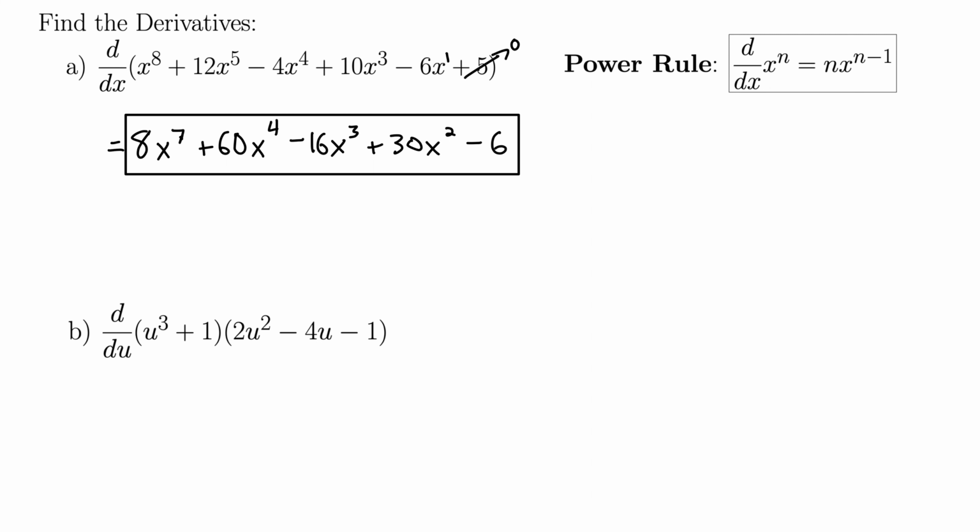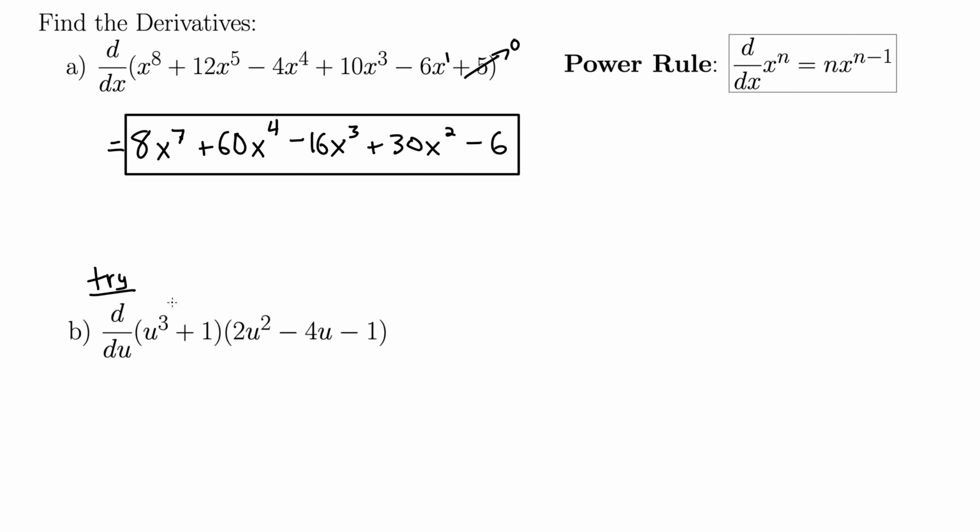Let's try part B. We have d by du of the quantity u cubed plus 1 times the quantity 2u squared minus 4u minus 1. Now, we don't have a product rule yet, but we'll get that soon. But for now, let's manually multiply these together and then take the derivative. So how about you try this? Try this out on your own, pause the video, multiply those together manually, and then see if you can take the derivative, and then we'll compare notes.